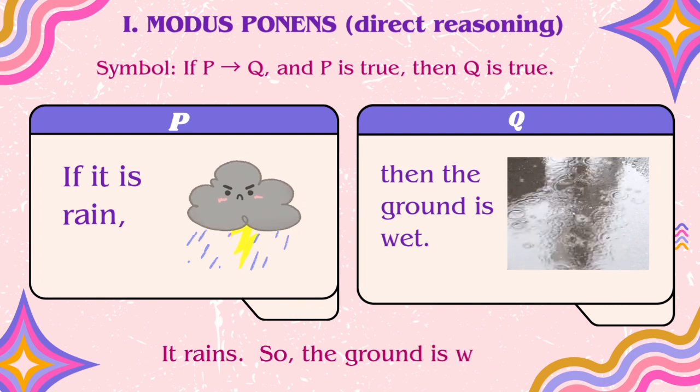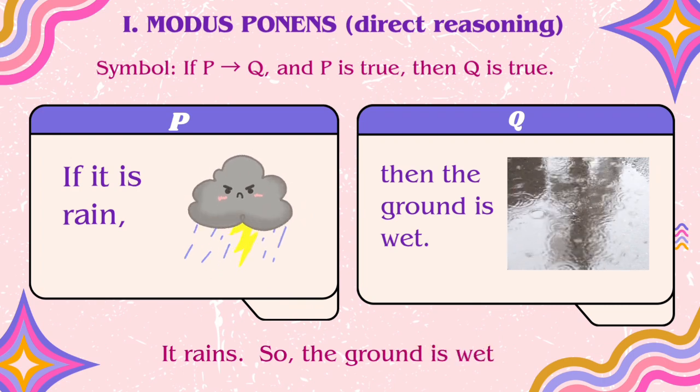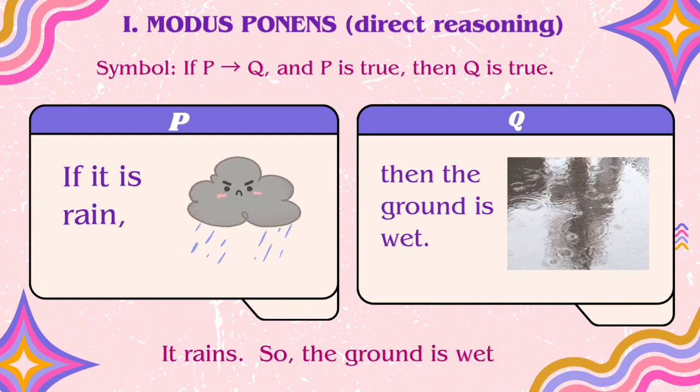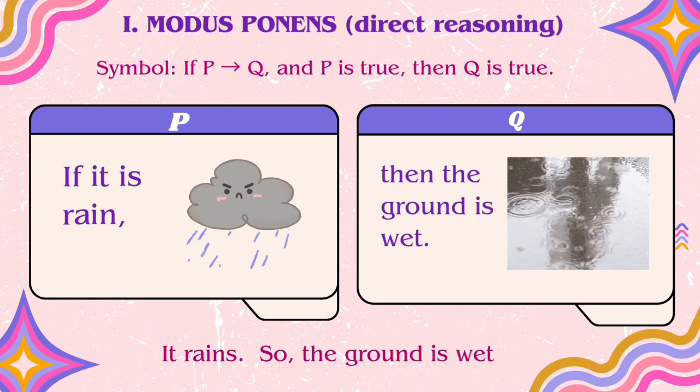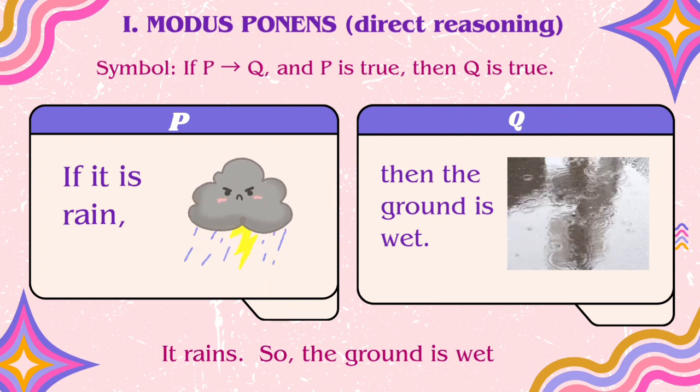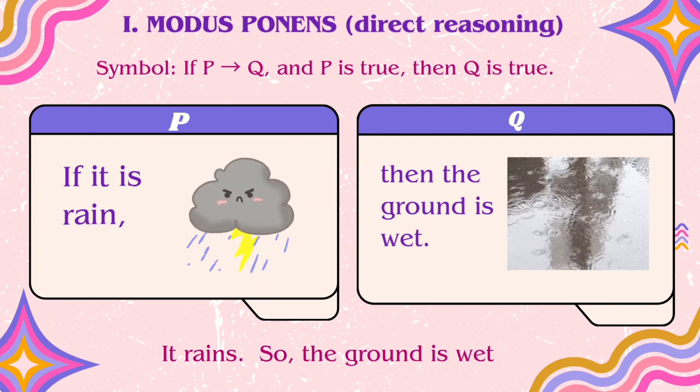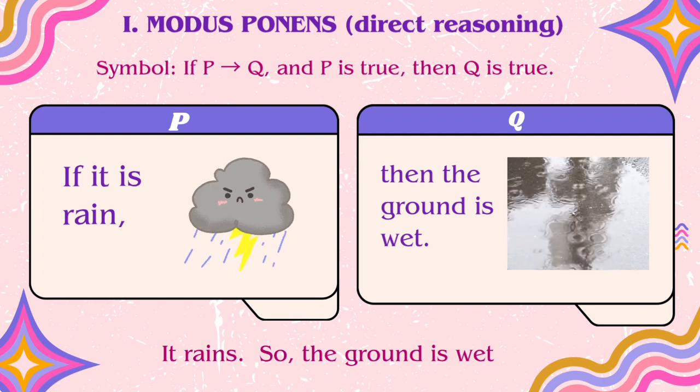The symbol is: if P implies Q and P is true, then Q is true. In this example, P is "it rains" and Q is "the ground is wet." It rains, so the ground is wet.